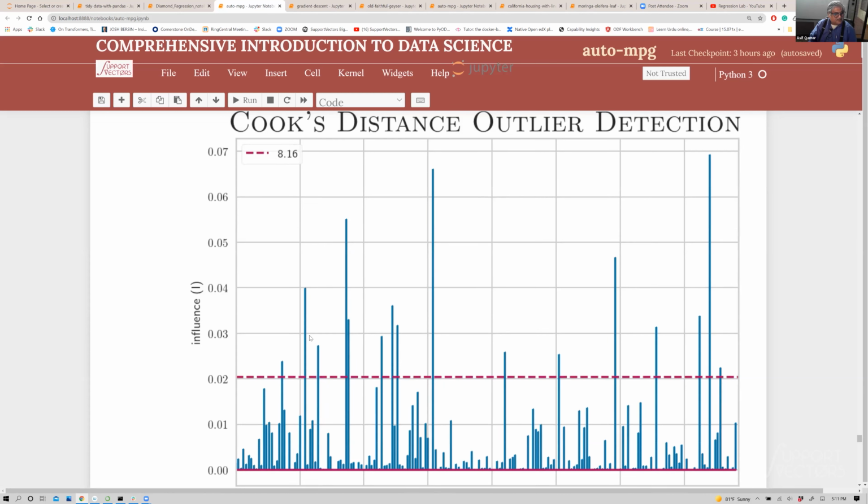When you look at this, there are a few points, but not that many. Usually, anything above this dotted red line is called the fence. Points above the fence have more influence than the fence allows. So how many are there? 1, 2, 3, 4, 5.